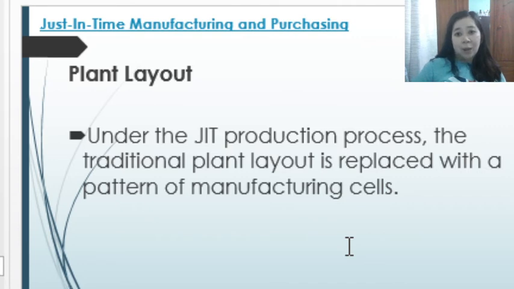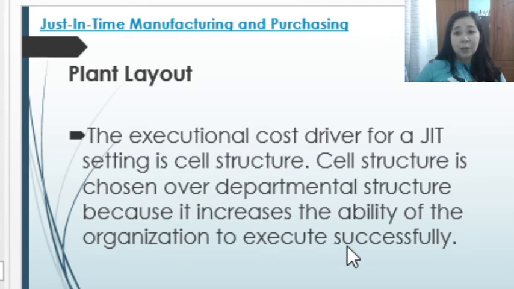So what about under the plant layout? So what is the effect of JIT manufacturing? So here, under the JIT production process, the traditional plant layout is replaced with a pattern of a manufacturing cell. So here, the executional cost driver for a JIT setting will now be based on cell structure and not based on the activities. So here, cell structure is chosen over departmental structure because it will increase the ability of the organization to execute successfully.